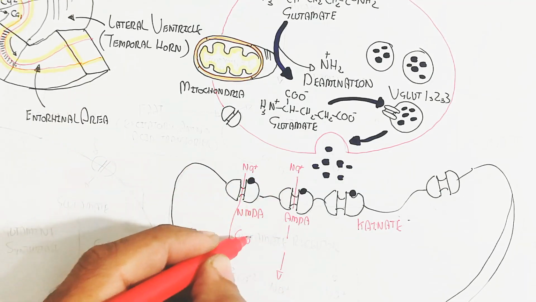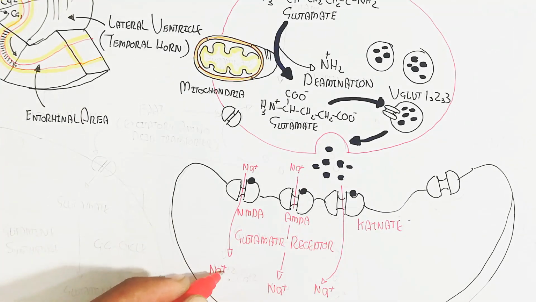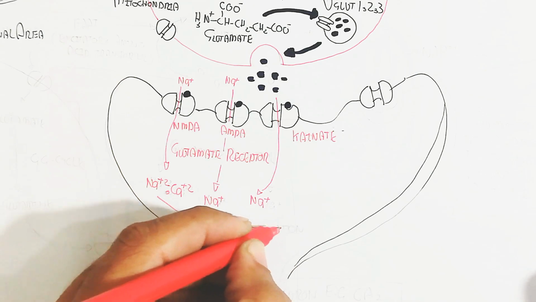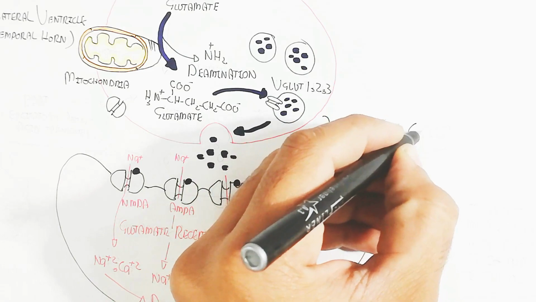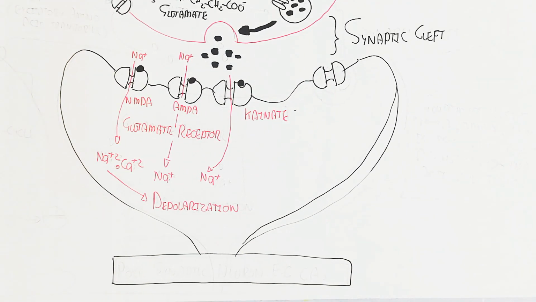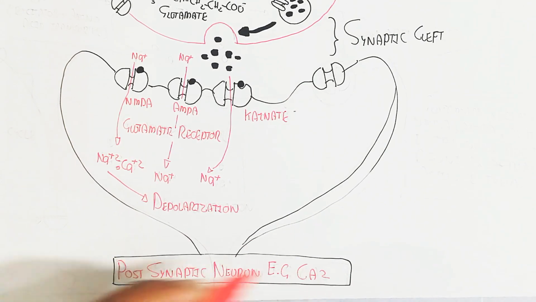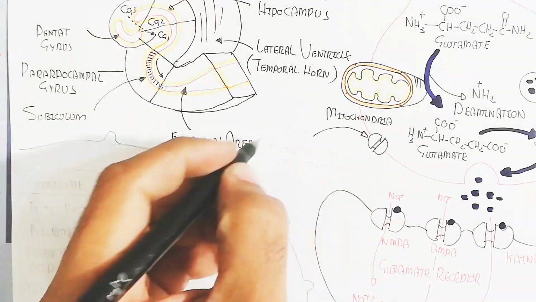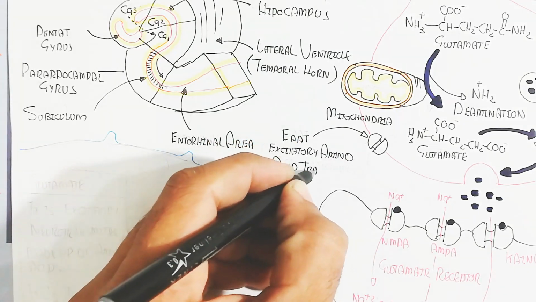After binding, the sodium channel and calcium channel open: NMDA, AMPA and kainate, so named because of the agonist used to stimulate this glutamate receptor. The sodium and calcium enter and depolarization will occur, and long-term depolarization will lead to long-term potentiation, the long-term memory store, and will transmit into the cerebral cortex and give the response.